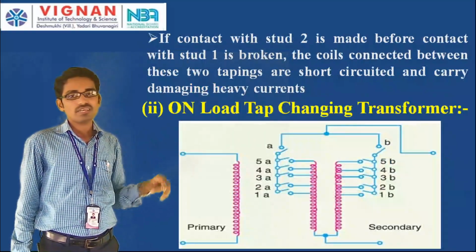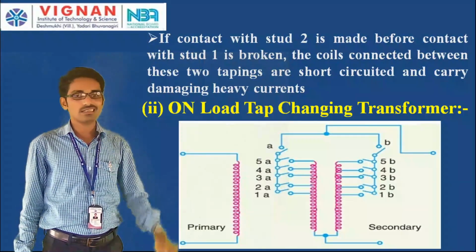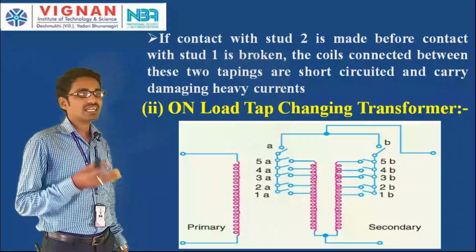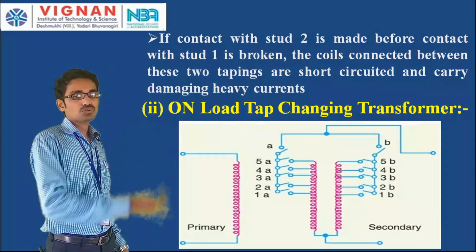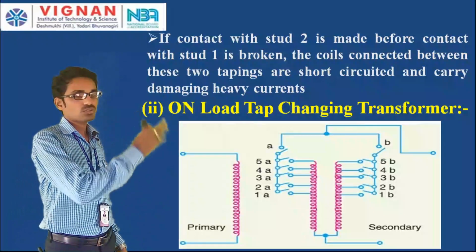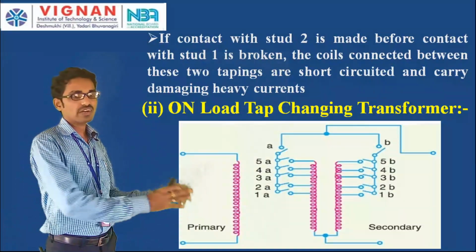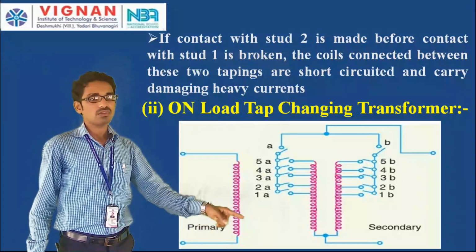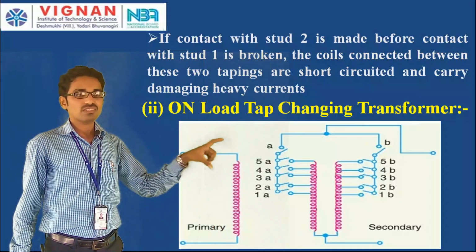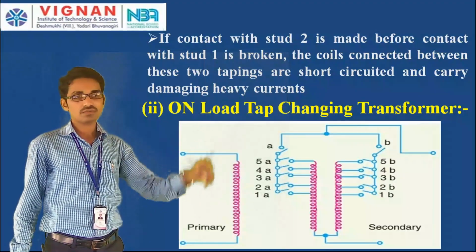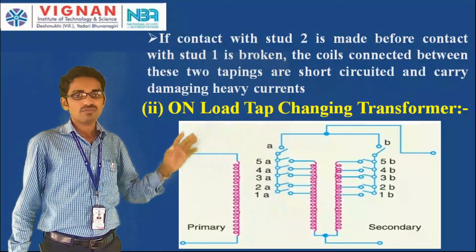Here, two windings are present on the secondary side. In order to provide continuity of the supply, we need to have two windings. Those two windings are connected together at the bottom. You have the two connections, and on the top of these windings the tappings are provided.